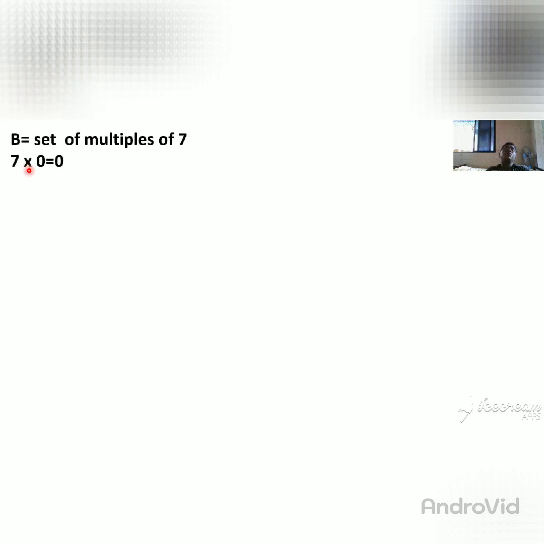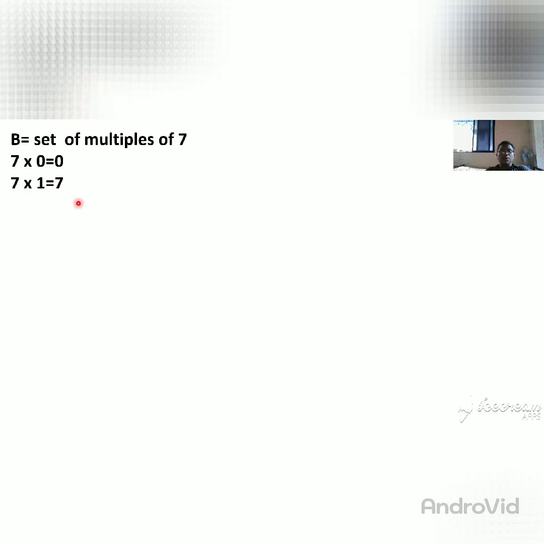Then see, this is another set, set B, the multiples of 7. Multiples of 7 means what? Multiple means multiply. So it is also multiplied by 0 first. So 7 into 0, you get the answer 0, because if you multiply any number by 0, the answer is 0. Then we can see the others. 7 is multiplied by 1. So 7 ones are 7.